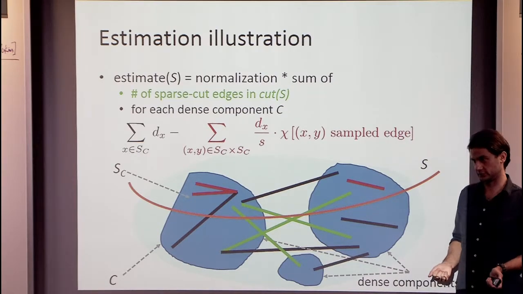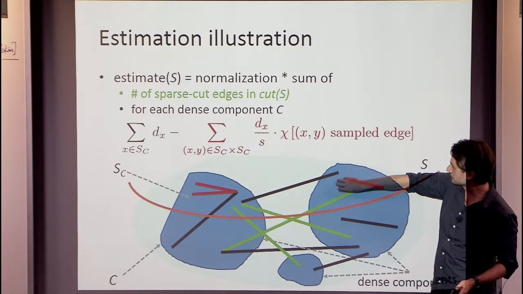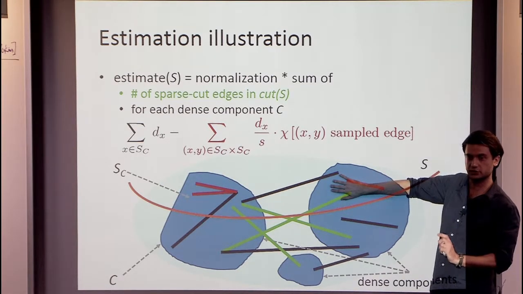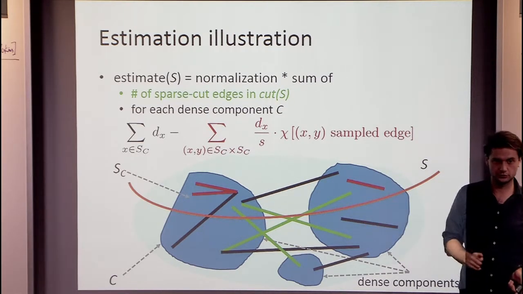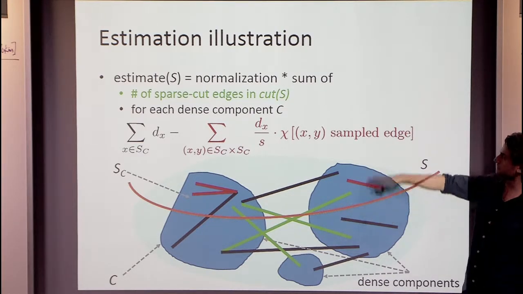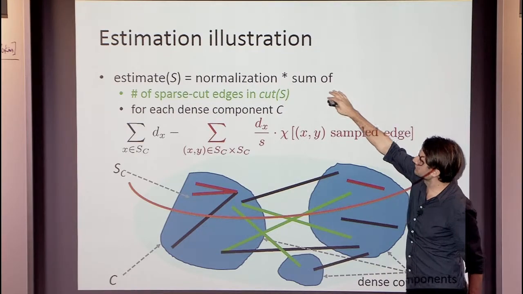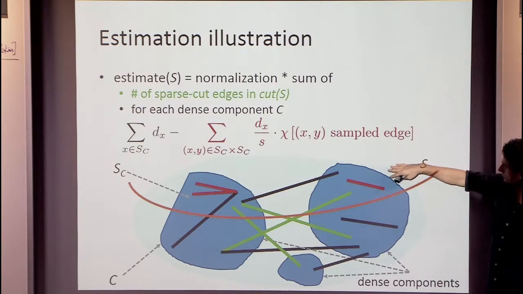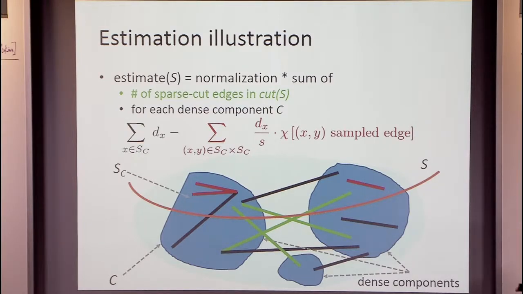There is another way to estimate, namely count the number of edges inside S: sum up the degrees of the nodes inside S minus the number of edges which are internal here. Right, this is another estimate of the number of edges that go across. Okay, and basically we use in some sense two estimates. The first type of estimate is used for the cross-cut edges, for the edges that cross the sparse cuts, and the second type of estimate is used for edges inside dense components.